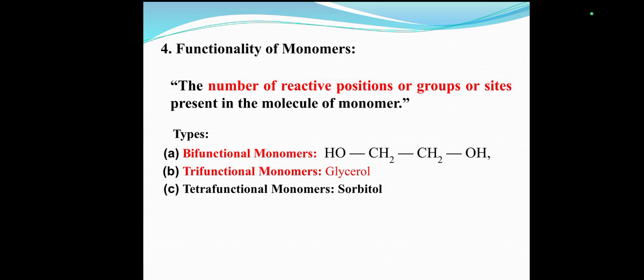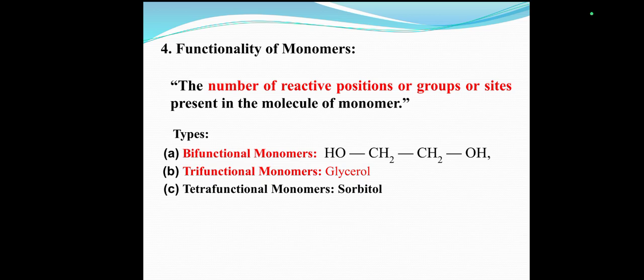A monomer may be bifunctional, trifunctional, tetrafunctional, or polyfunctional. In bifunctional, simply two groups are there, and they can form a long chain compound. Bifunctional means two reactive positions, trifunctional means three reactive positions, and tetrafunctional means four reactive positions. For example, bifunctional has 2 OH groups, trifunctional has 3 OH groups, and tetrafunctional has 4 OH groups.